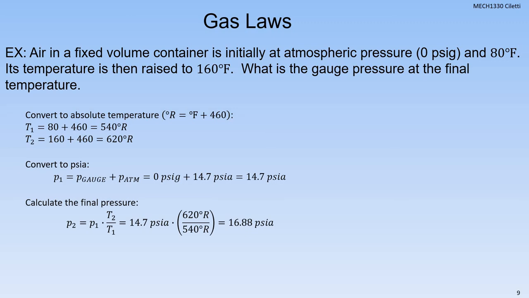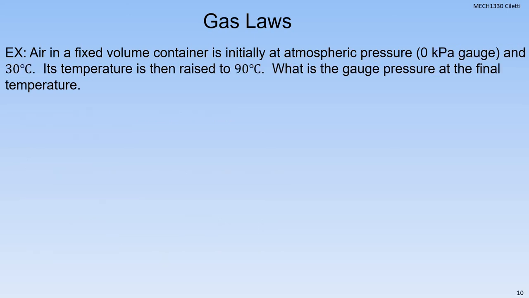So just like everything else, the last step, we have to remove out atmosphere to get back to gauge. So we're going to take 16.88 minus 14.7, and that gives us 2.2 PSI gauge. All right, next, we're going to do one that's metric.